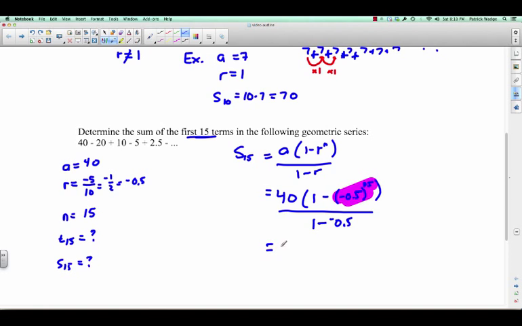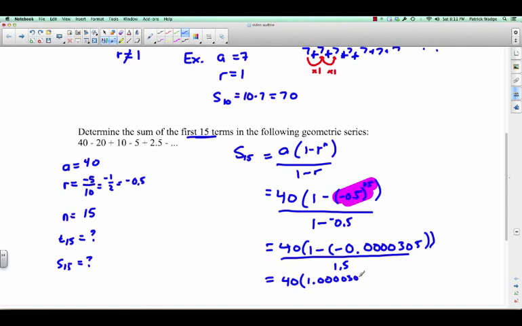So you're going to get 40 times 1 take away negative 0.00000305. My goodness. All divided by 1 take away negative, that's the same as plus, so 1 plus 0.5 is 1.5. Okay, I guess I should have a second bracket there, shouldn't I? Equals 40 times 1 take away negative is the same as 1 plus, so it's just 1 plus all that. In other words, we get 1.00000305, and divide that by 1.5.